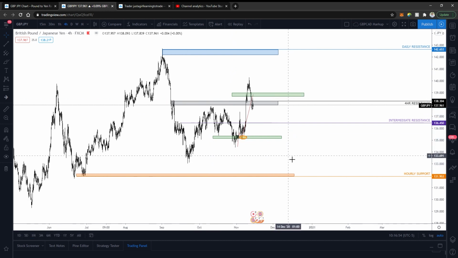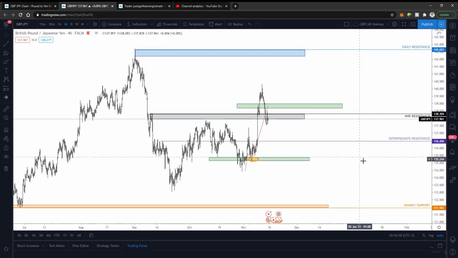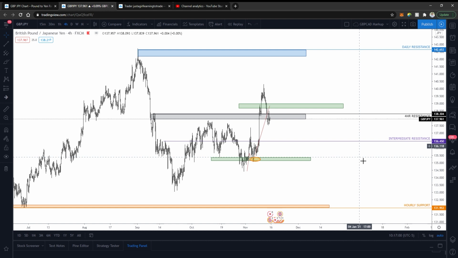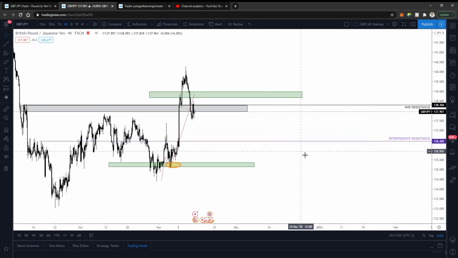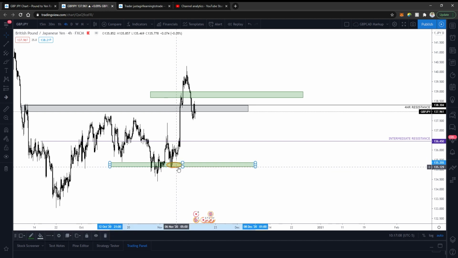So let's see here what we got going on. Let me get rid of this. Get rid of this, and this. So last week, GJ made its impulsive move down. And what I'm expecting this week is a pullback. Let me go in and see.